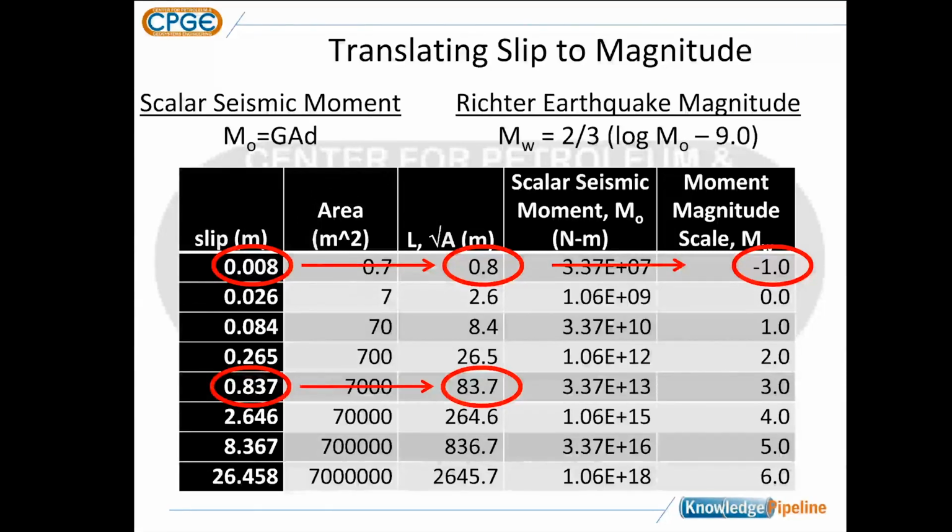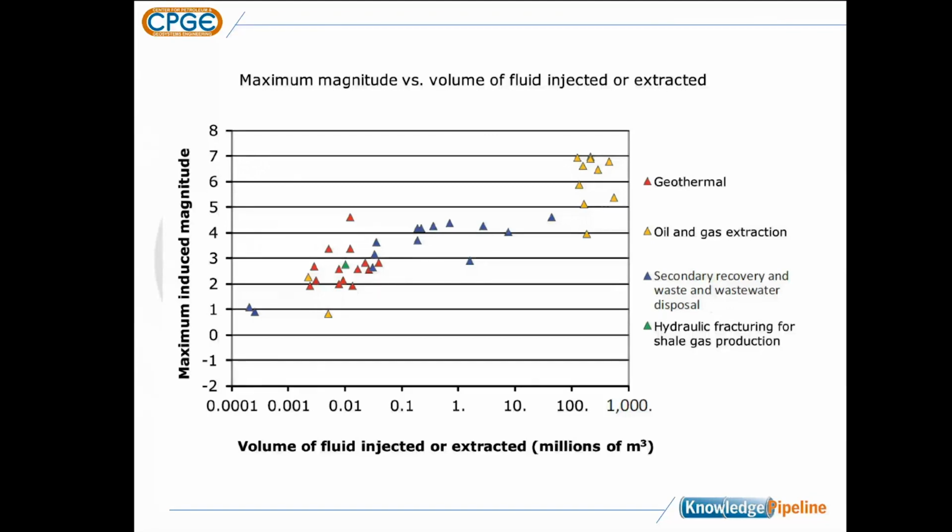So the magnitude 3 is what people see in induced earthquakes where we feel them. The -1 is kind of a typical hydraulic fracturing earthquake. This is a chart from the National Academy's report, and this shows maximum induced earthquake magnitude on the y-axis and volume injected or extracted in millions of cubic meters on the x-axis.